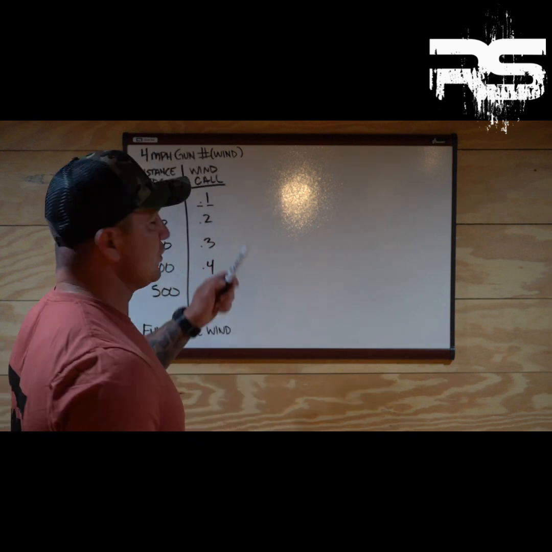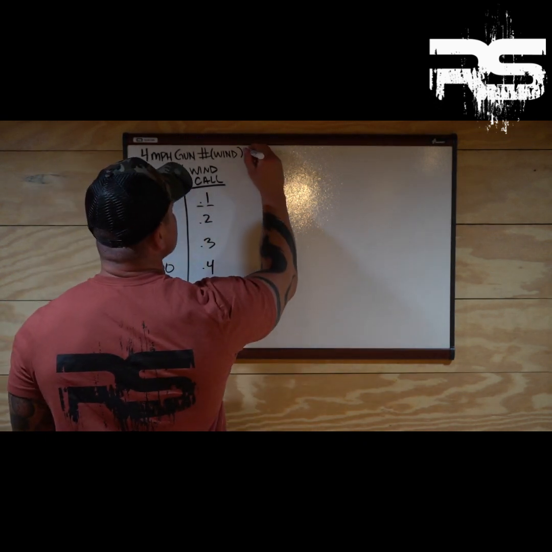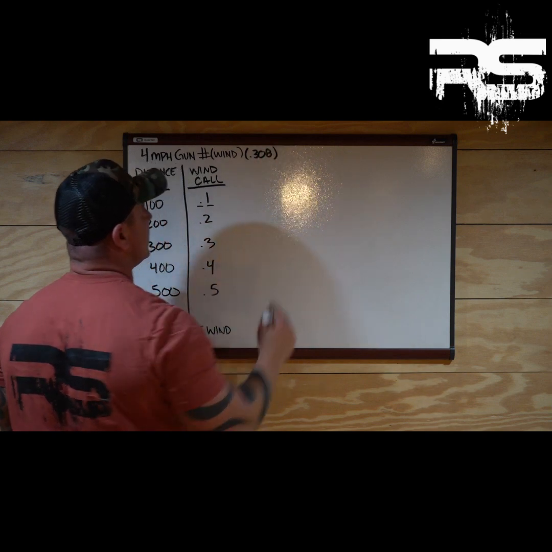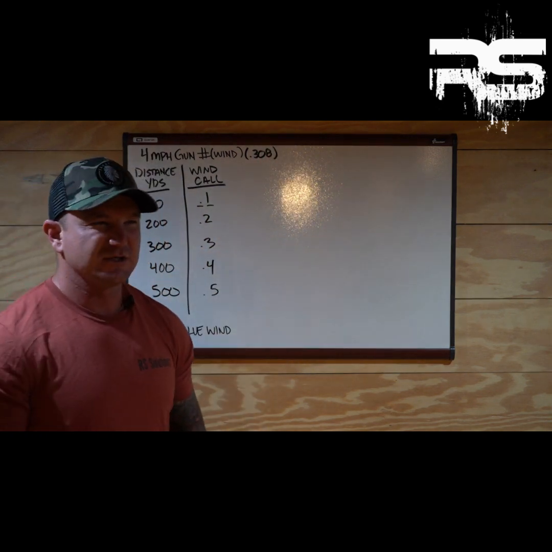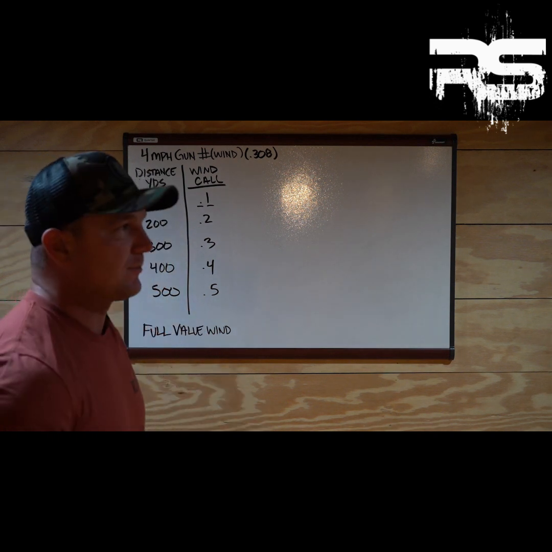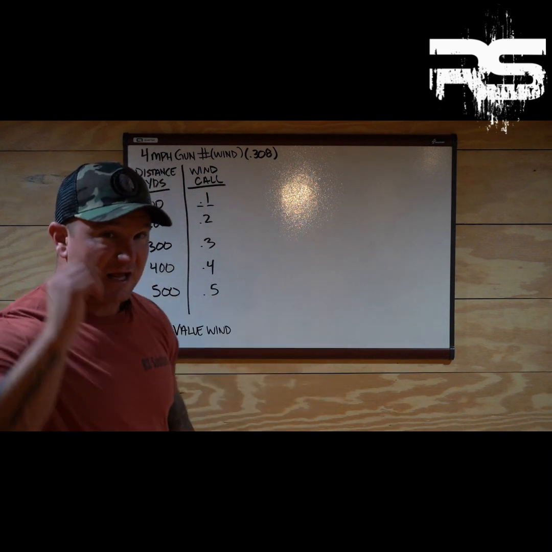Okay, so I'm going to use a 308 standard gun number, which is usually 4 miles an hour, unless you have a juiced up gun, but I want to keep it super simple just for the purpose of making it easy to understand. So a 4 mile an hour gun, 308 caliber.